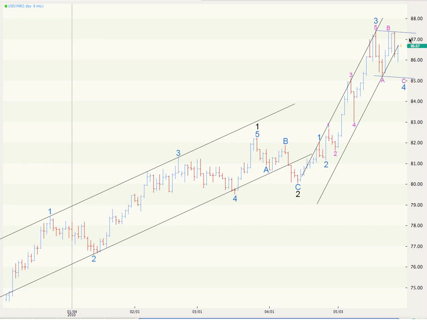Thereafter, when we have a breach to the upside of this line here, when we see a full day's bar opening and closing above it, that's going to give us a really good indication that 4 blue is over, and wave 5 blue, the next in the sequence to the upside, would then be underway.